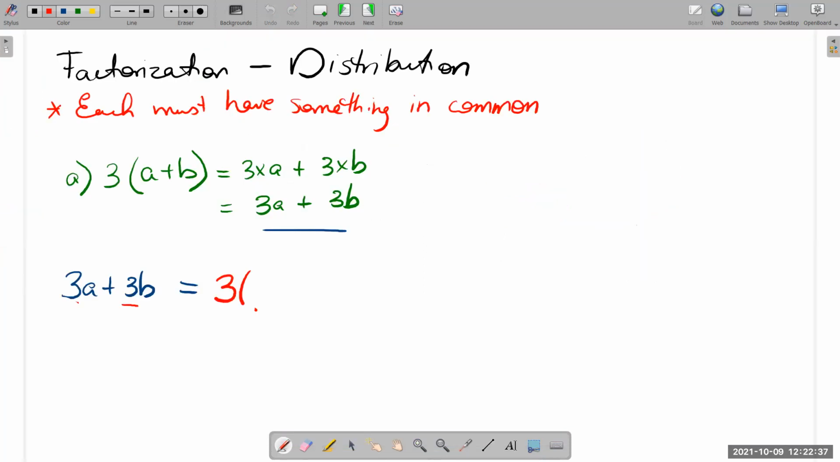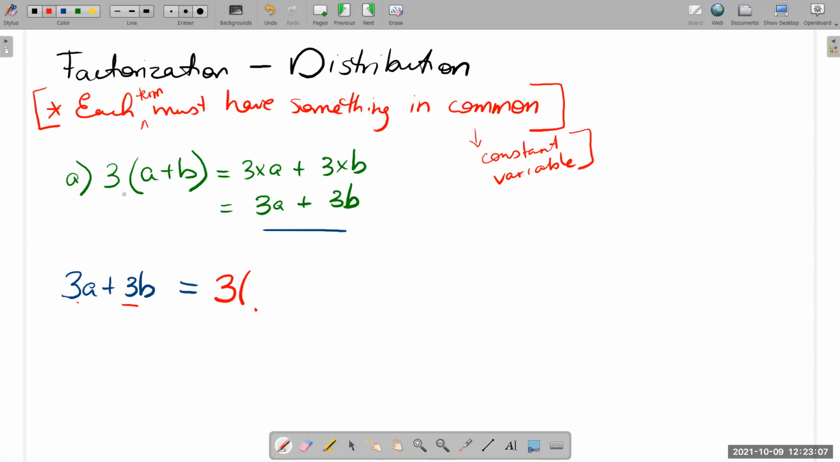So let's get into our first type, factorization through distribution. This is the condition for you to use a distributive approach to factorizing: each term must have something in common. Now that can be a constant, that can be a variable, or it can be a combination of the two.